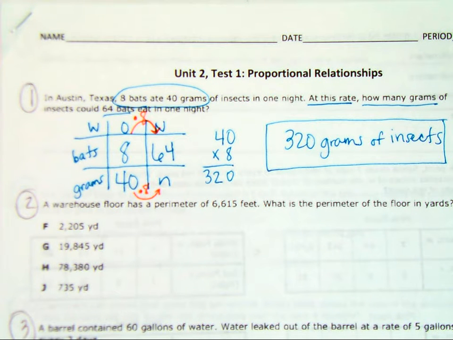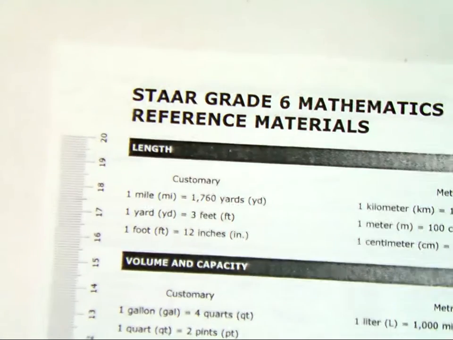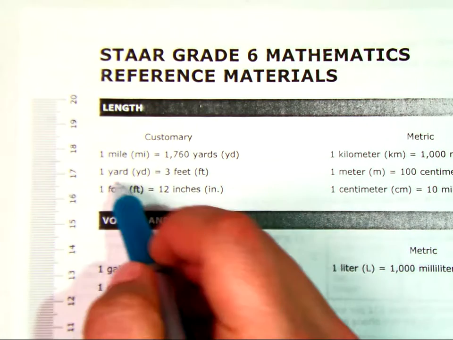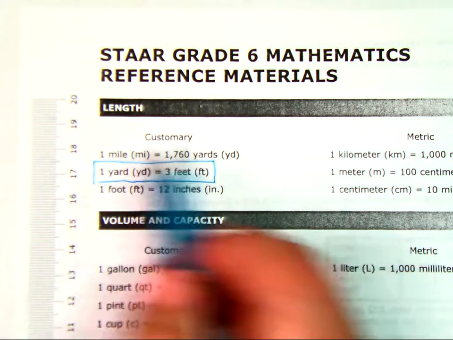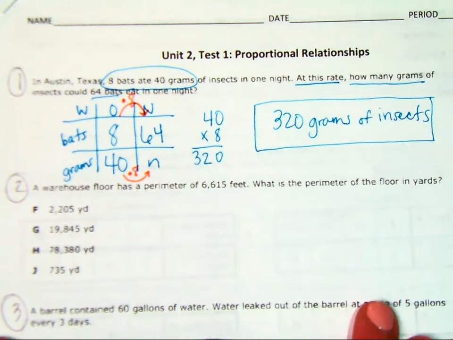In question number 2, a warehouse floor has a perimeter of 6,615 feet, and we want to know what that same perimeter of the floor would be in yards. So this is a measurement conversion. On the back of your test, you had your reference materials, and right here under customary length, we can see the relationship between yards and feet. 1 yard is equal to 3 feet. So I'm just going to write that near my problem.